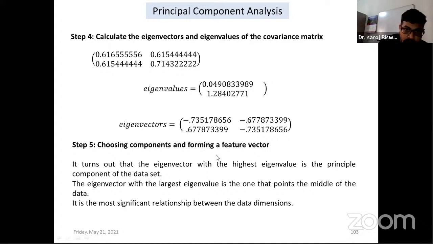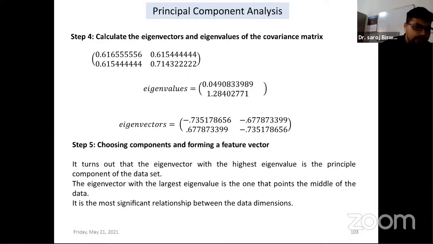Choosing components and forming a feature vector. Now we calculated eigenvalues and eigenvectors, and now we have to form the feature vector. How can we form the feature vector? There are certain concepts, and they are here. Reading out the line, it turns out that the eigenvector with the highest eigenvalue is the principal component of the data. So it is talking about the eigenvector for which the eigenvalue is the highest. That represents the principal component of the data. That's why the name is principal component analysis.